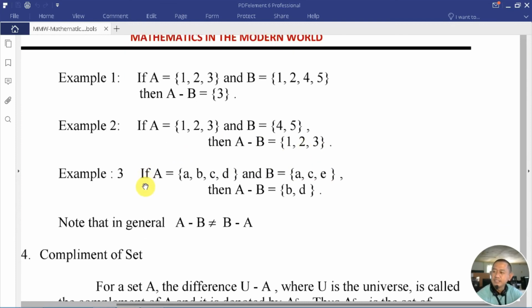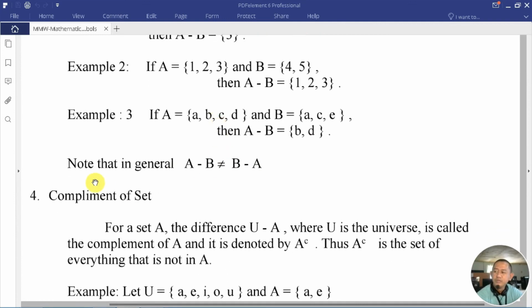If set A is a, b, c, and d, and B is a, c, e, then A minus B: there are a and c in both, so what remains is b and d. The e is not included since A has no e. Note that in general, A minus B is not equal to B difference A.